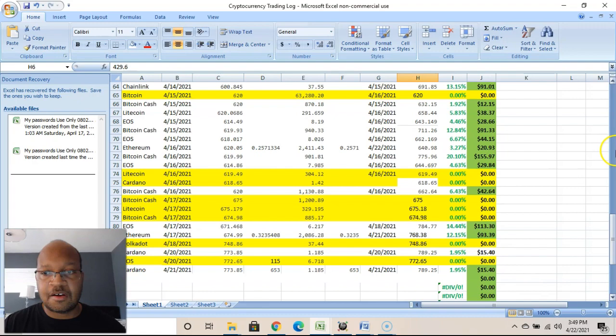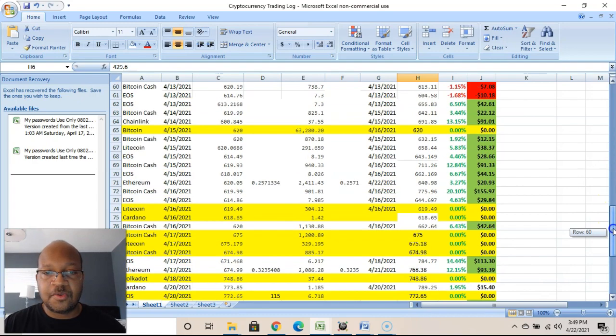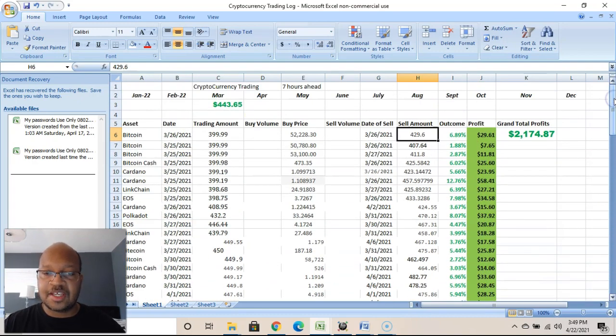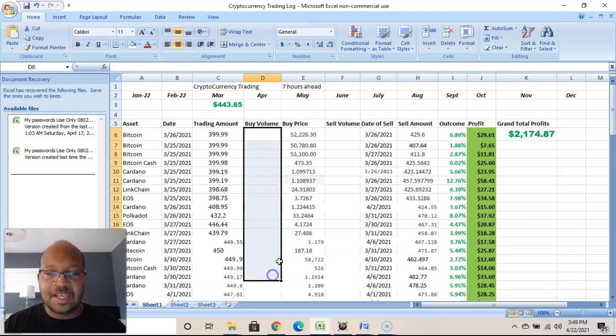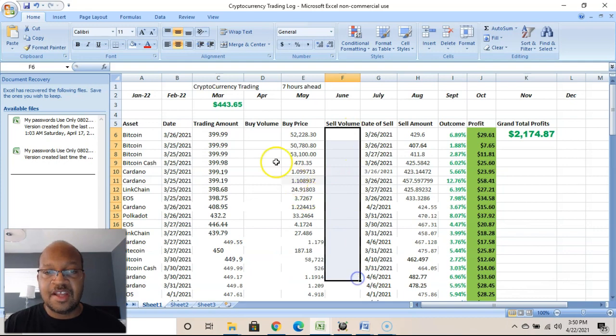This is my trading log, and I've modified it to include more relevant information. So the reason you don't see any activity here is because that used to say buy time and sell time. Well, over the course of my trading, I found that that's not nearly as relevant as my buy volume and my sell volume. So I changed that out to buy volume and sell volume.